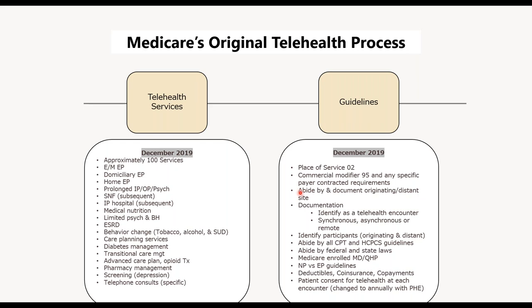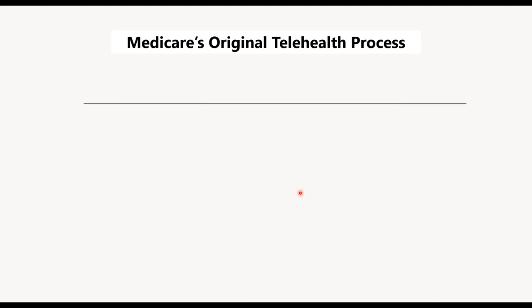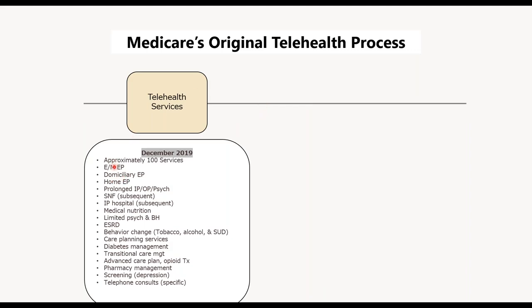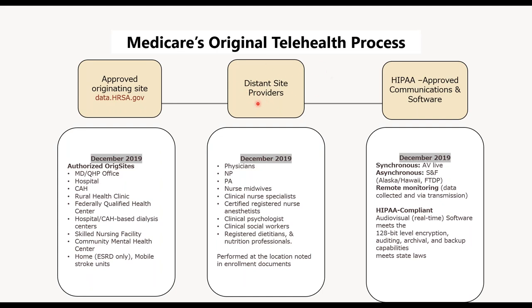And I'll give you a quick example on some audits that took place with Medicare. Remember, we talked about how you can bill for the originating site, and then the distant site provider bills for his service, right? I know a lot of people got confused about this originally, but the distant site provider is just billing CPT and HCPCS codes, right? Whatever the service is that's been approved, there's 100 of them. If you're doing an E&M established patient visit, 99212 to 99215, and you've documented that and performed that over telemedicine, that is what the distant site provider is billing.